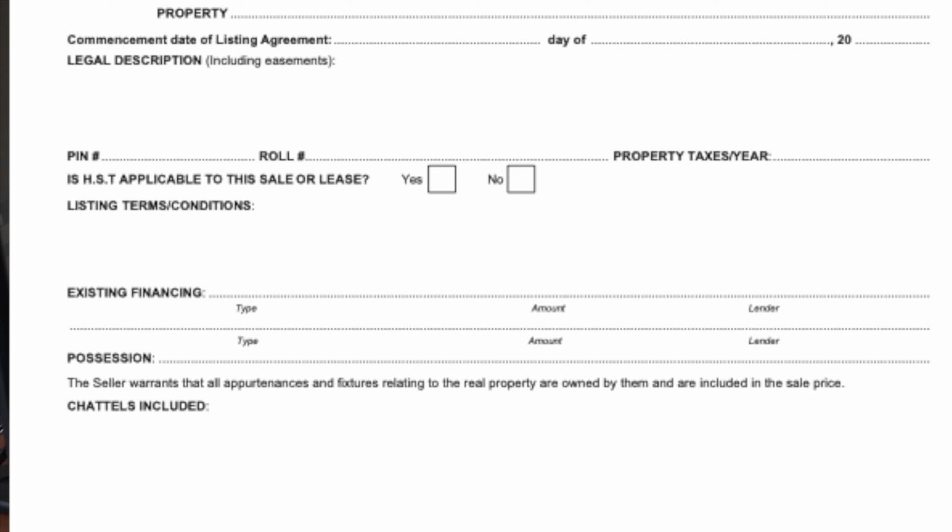The listing terms and conditions are sometimes put into this form, or sometimes they will be separate on a Form 244. The terms and conditions would be things like, I don't want conveyance of offers until such and such a date at such and such a time. Or, I am open to preemptive offers, but we will view offers on such and such a date at such and such a time.